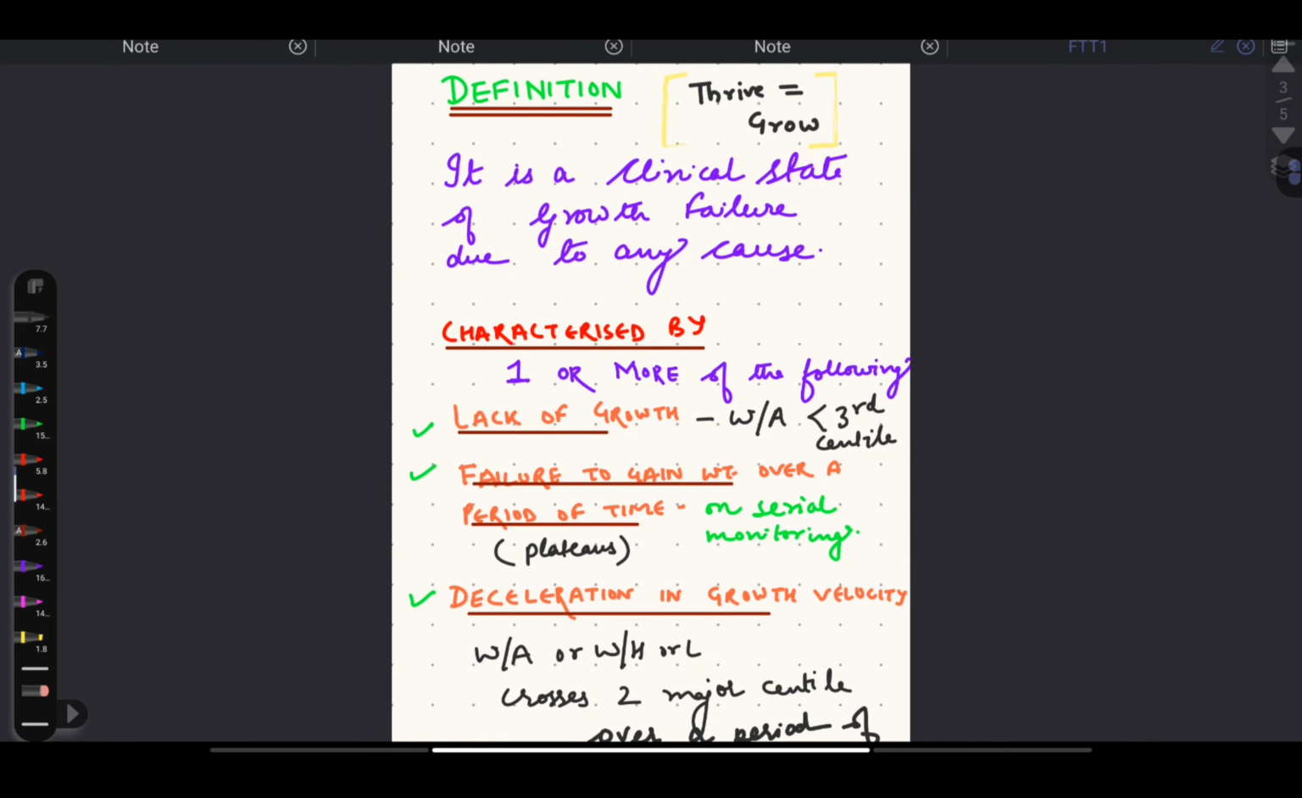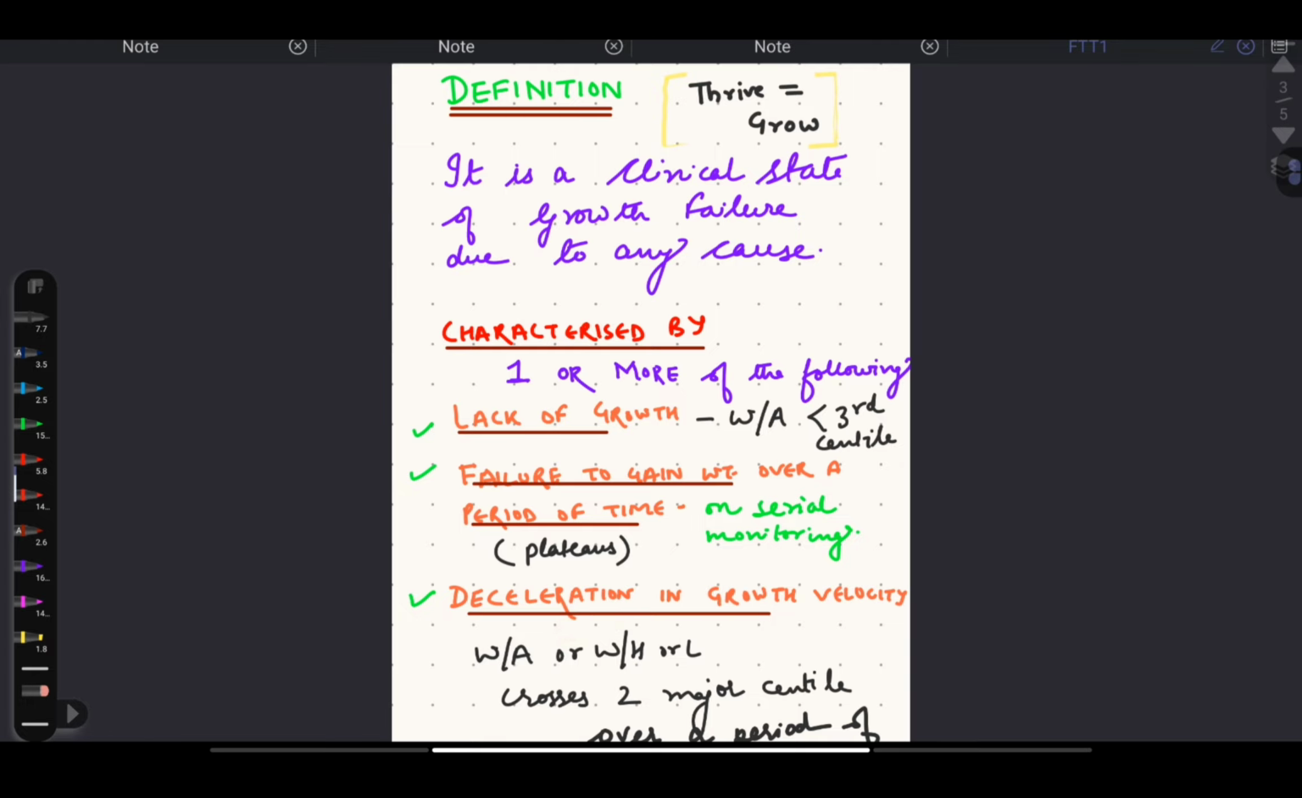The definition. The literal meaning of the word thrive means to grow. So failure to thrive means failure to grow. So it's a clinical state of growth failure due to any cause. Failure to thrive is characterized by one or more of the following features. Number 1, lack of growth. Number 2, failure to gain weight over a period of time. And number 3, deceleration in growth velocity.